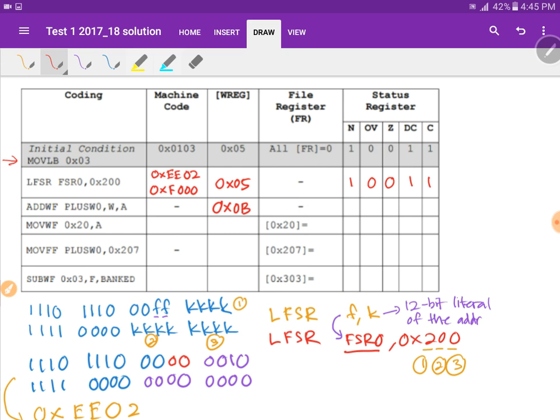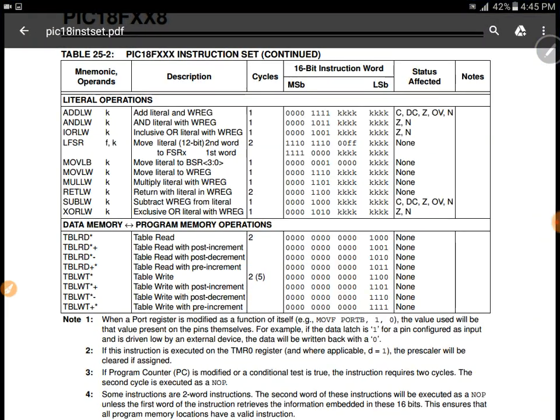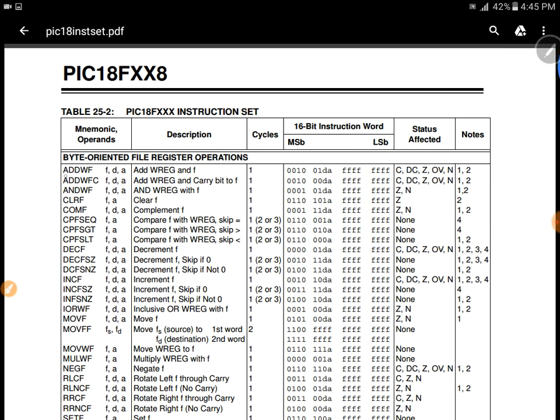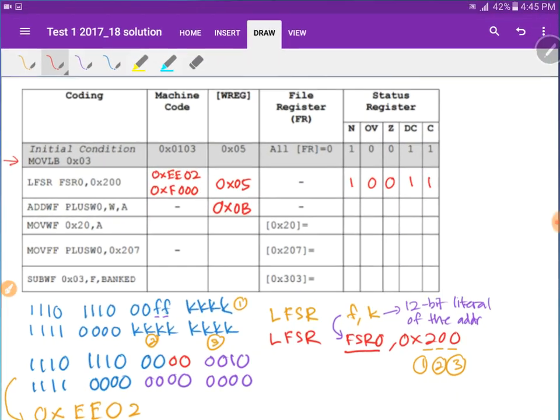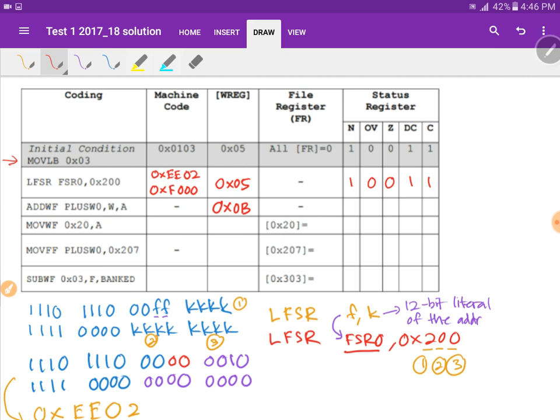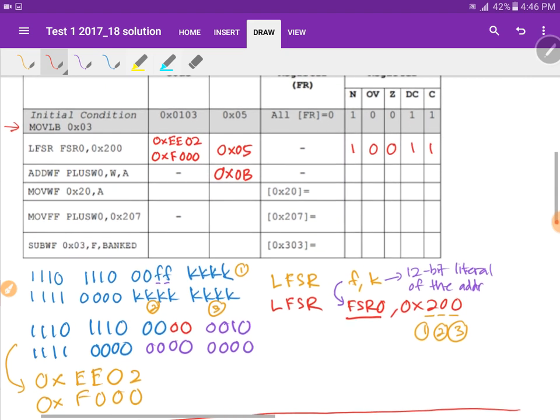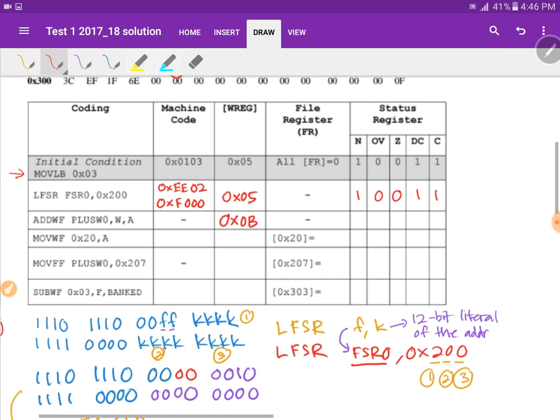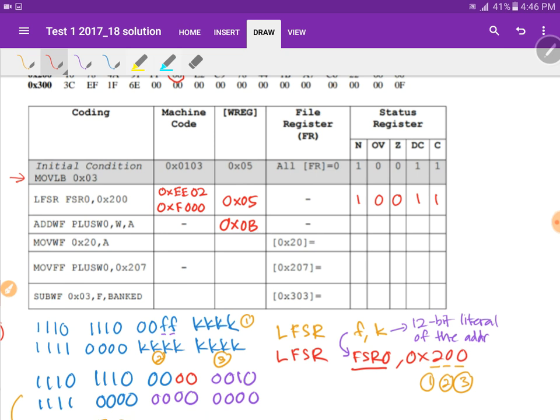So status register, how do we know whether the instruction affects status register or not? We can look at the instructions here. As you can see, addwf, the status affected is all the 5 status bits are affected. So we have to check the answer one by one to find out what is the final answer. So the answer is hex 0b. So based on the answer, we need to determine the status register. So 0b, is it negative? No, it's not a negative answer.